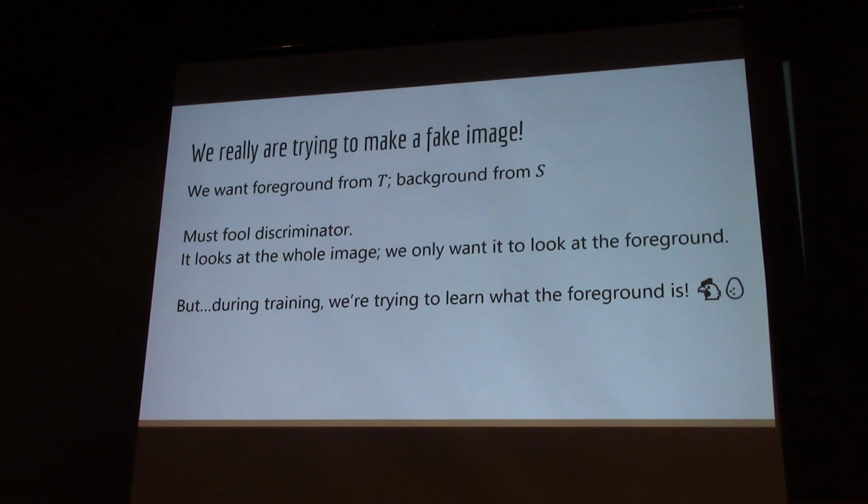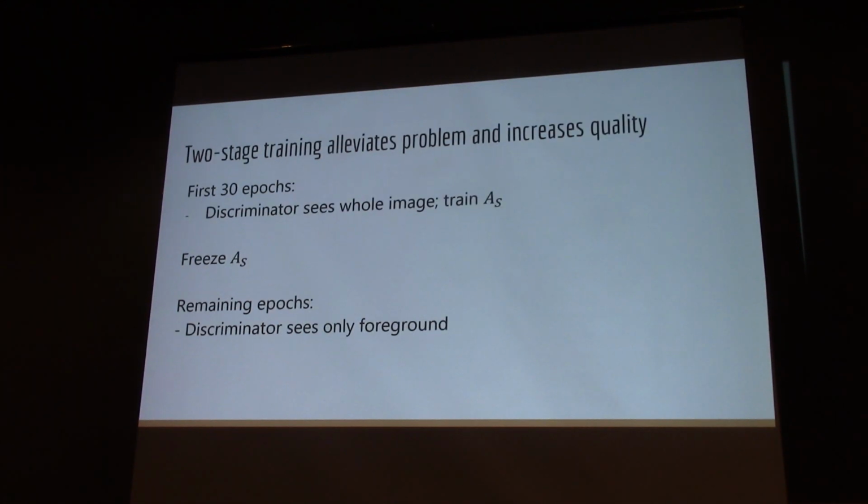Okay? So it turns out that you can fix this with a reasonably simple 2-stage training process. So for the first 30 epochs of training, the discriminator gets to see the whole image, and we train the attention network. And then we freeze the attention network, and then the discriminator just gets to see the foreground for the rest of training. Okay, and this is sufficient.